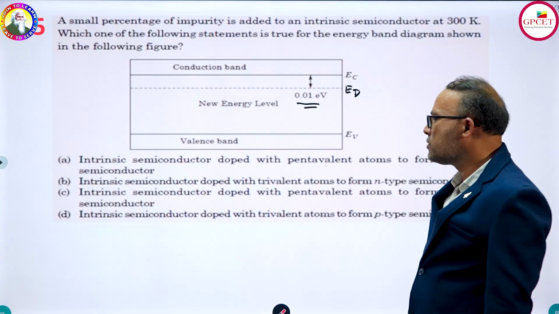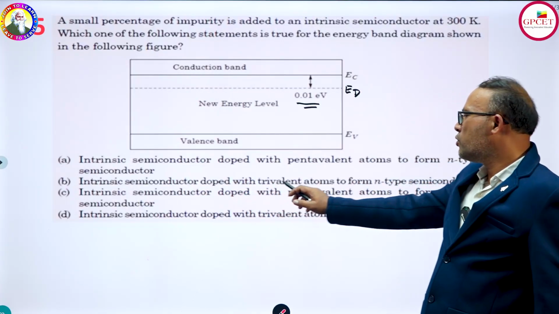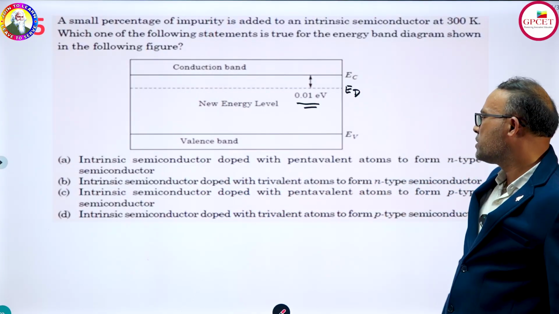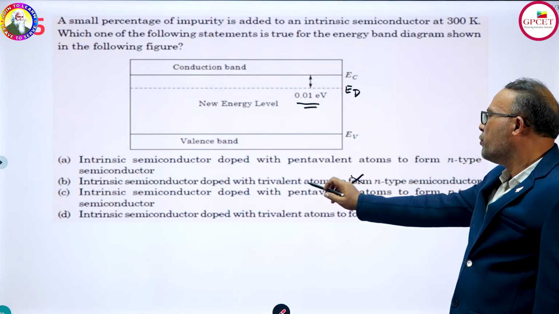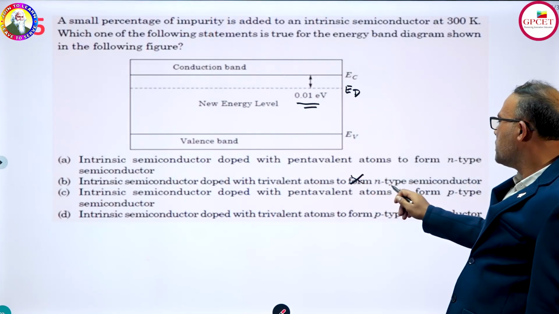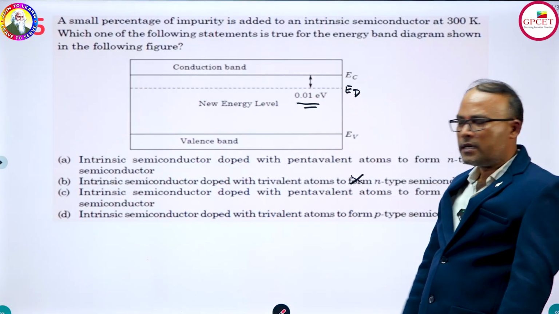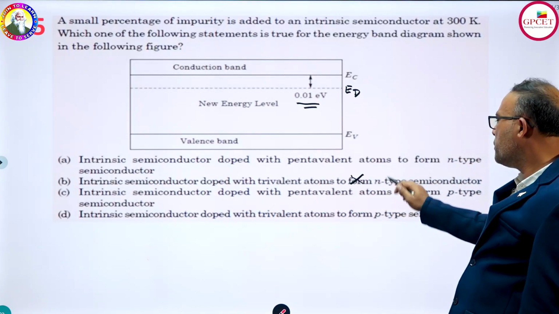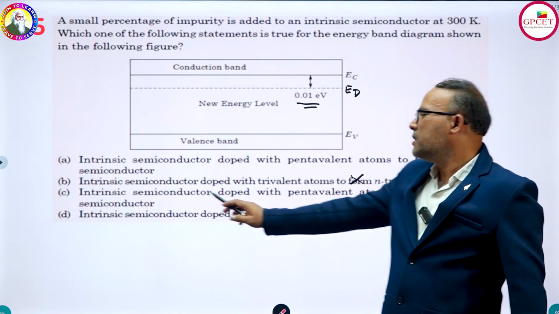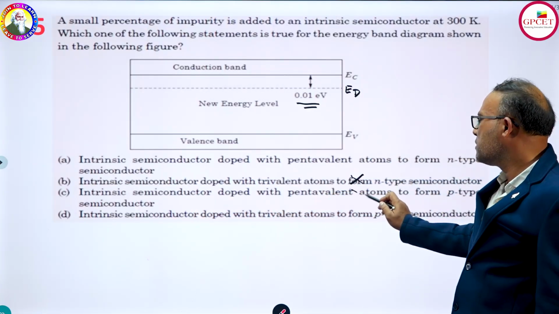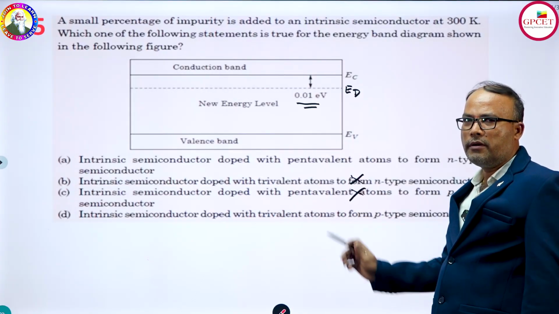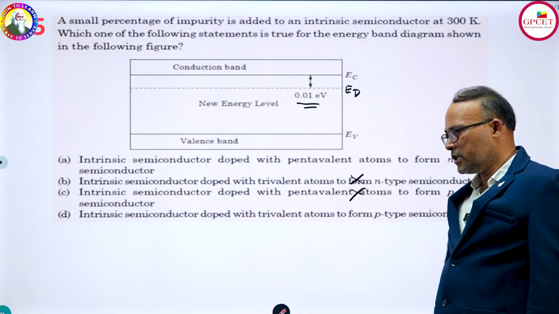Let us see the other options also. Intrinsic semiconductor doped with trivalent atoms to form n-type. This is wrong because only pentavalent atoms will form an n-type semiconductor, not trivalent atoms. Trivalent atoms, if you add them, will form a p-type semiconductor, right? Next, intrinsic semiconductor doped with pentavalent atoms to form p-type. This is the reverse. Pentavalent atoms will form an n-type semiconductor, not p-type.